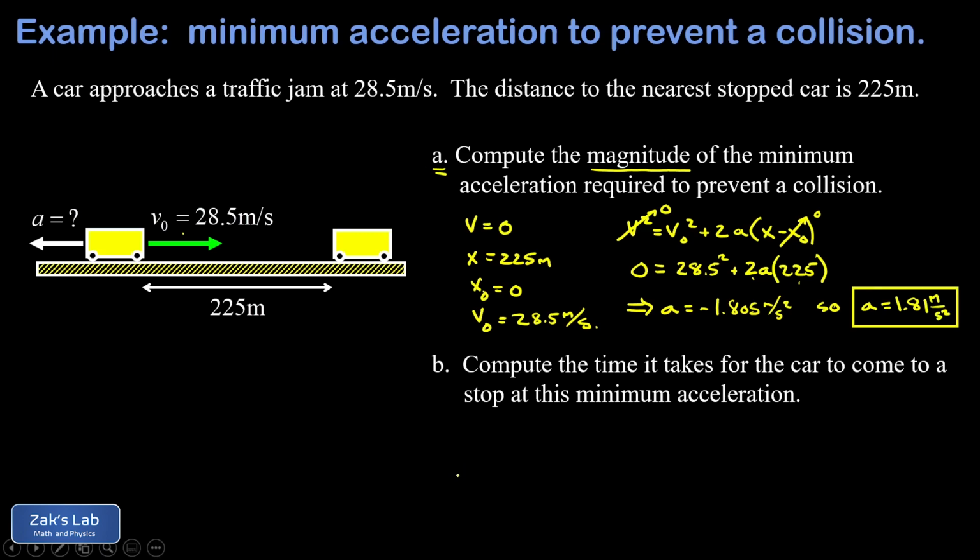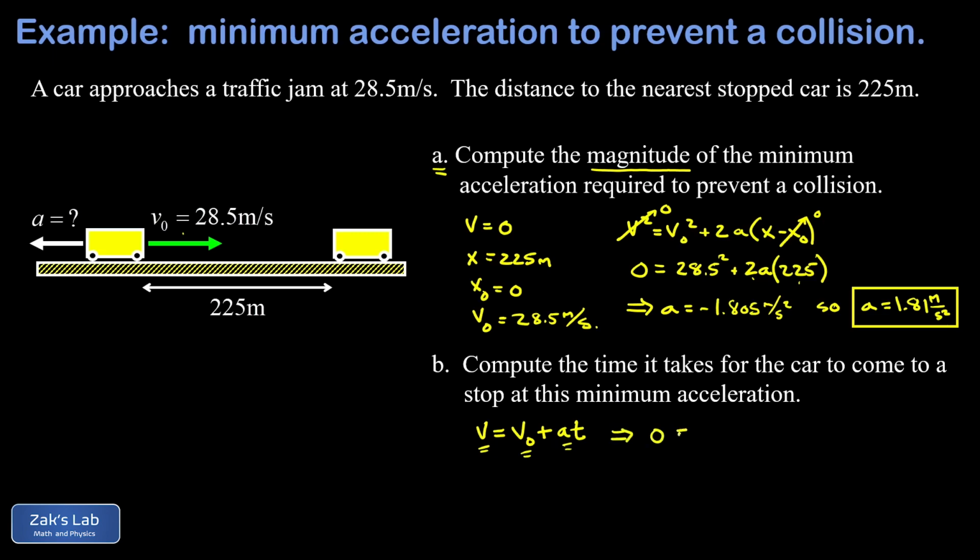So in the follow-up question, we want to find out how long it takes to come to a stop at this minimum acceleration. And this one is really quick. We can get at it with our second kinematics equation that just expresses how our velocity changes with time. So v equals v naught plus at. We know the acceleration. We know the initial velocity, we know the final velocity. So we're going to get the time for the slowdown process out of this really quickly.